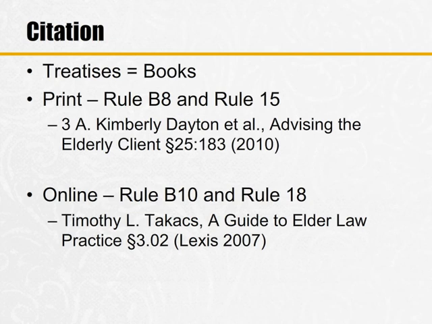The final step in using a treatise is citing it correctly. Remember that a treatise is really just a book, so Rule B8 in the blue pages and Rule 15 in the white pages are our starting point in the blue book. Here we see the proper citation for the book we found using the online catalog. Note that all this information comes from looking at the source itself, not the online catalog record. We also see a citation for the material on Lexis. When citing to material on an online service, we need to look at Rules B10 and Rule 18 in the white pages.